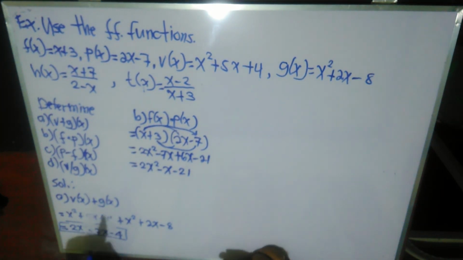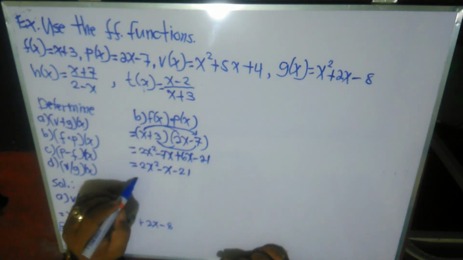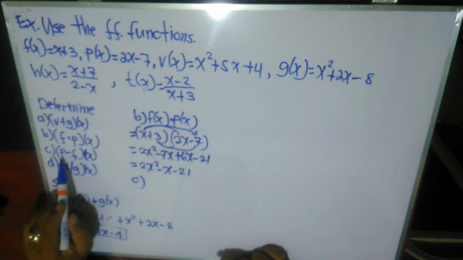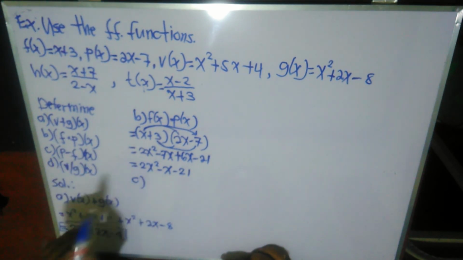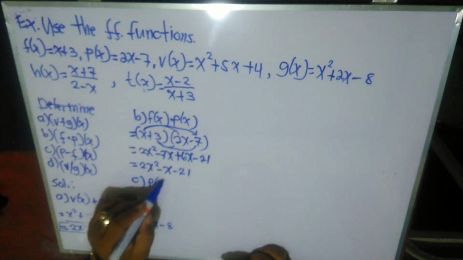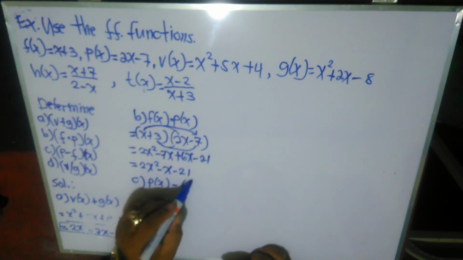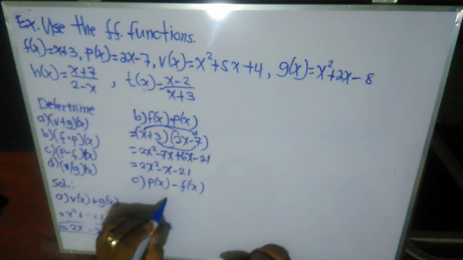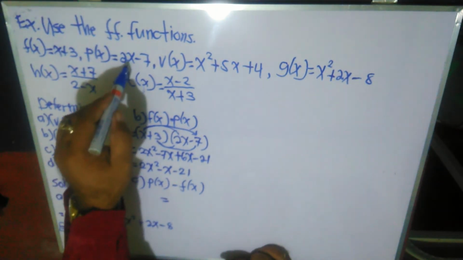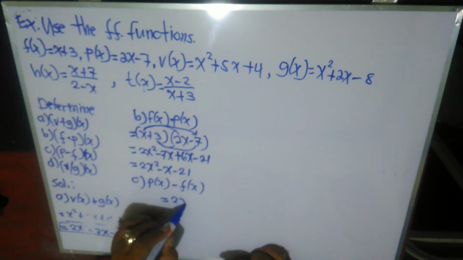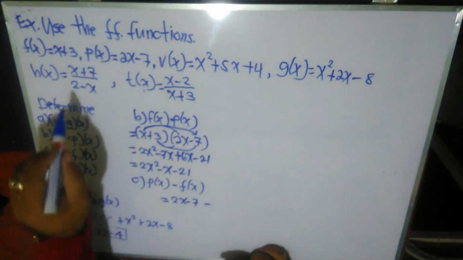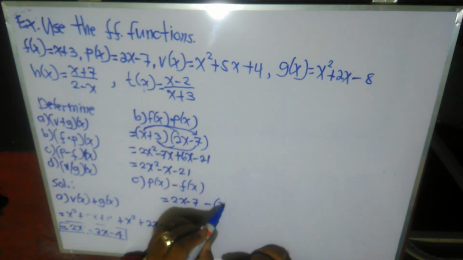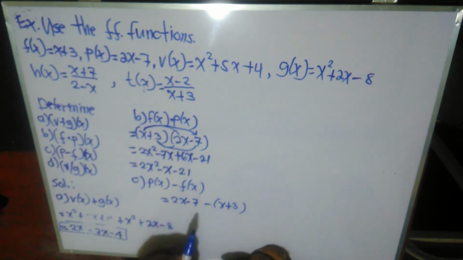Okay, so next, letter C, the difference of p and f. By its definition, this becomes p of x minus f of x. Our p is 2x minus 7, then minus, then our f is x plus 3, and we enclose it in parentheses because it is succeeded by a negative sign.